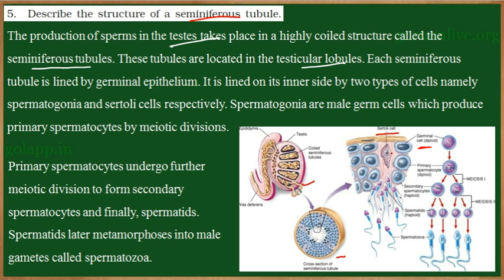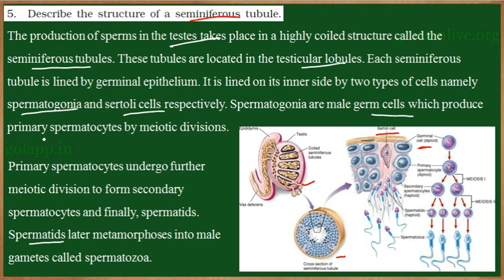Now these larger tube-shaped cells are called Sertoli cells, and below this germinal epithelium there are spermatogonia cells. These spermatogonia cells undergo meiotic division to give rise to spermatids. So there are two types of cells, spermatogonia and Sertoli cells. Spermatogonia are the sperm mother cells which give rise to the functional spermatid by undergoing meiotic division.